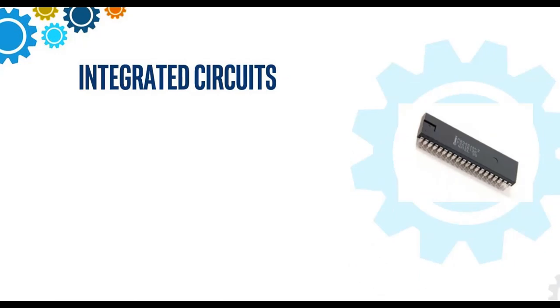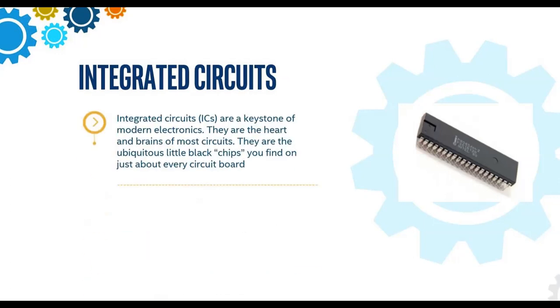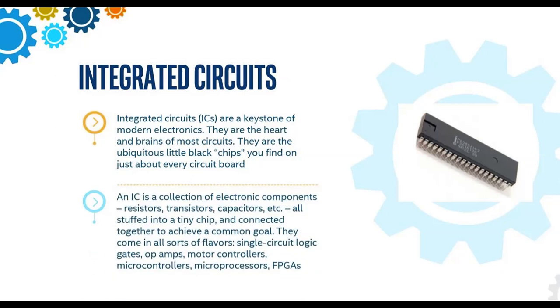So this is Ohm's law. Then we go through the processor and other different components. We have gone through simple components, but integrated circuits are the keystone of modern electronic circuits. They are the heart and the brain of most circuits. We can say an IC is a black chip with terminals: general purpose input output terminals, voltage terminals, or ground terminals associated with it. So this is a sort of integrated circuit.